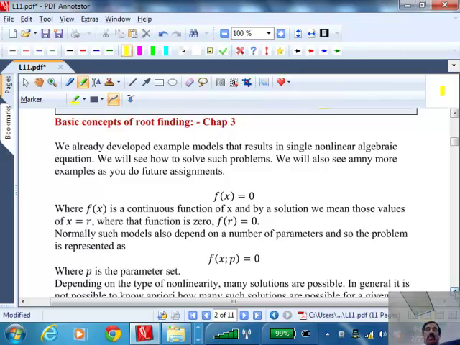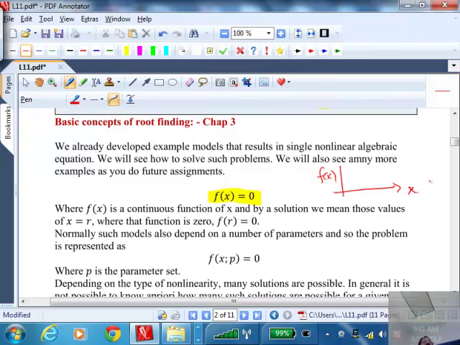So, what is root finding? Root finding is the problem, as we saw, if you're given an equation f of x equal to 0, find me that value of x which makes that f equal to 0. That is the basic problem. And the easiest conceptual way of doing that would be if I can plot that function f of x as a function of x.